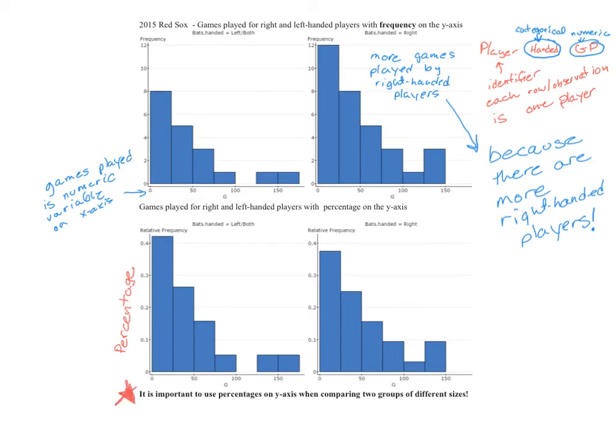The general shape is pretty much the same. So the important point here is that it's important to use percentages on the y-axis if you're going to compare two groups. Otherwise, it won't be a fair comparison. You can't make direct comparisons between two groups if you're using the counts, because one group could be a much larger or much smaller group than the other one.